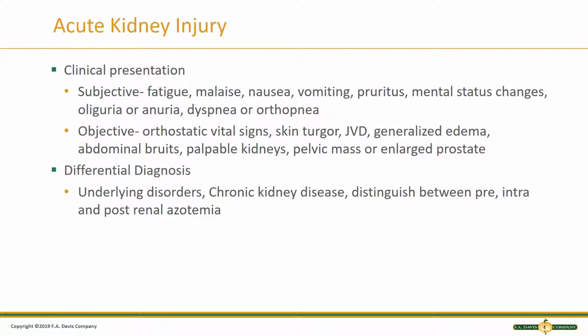Differential diagnoses are going to be based on any underlying disorders. You're going to want to distinguish between pre, intra, and post-renal azotemia, which azotemia is the building up of nitrogen and metabolic waste products in the blood. Please consider reading the section in the book on page 655 about the range of potential differential diagnoses.